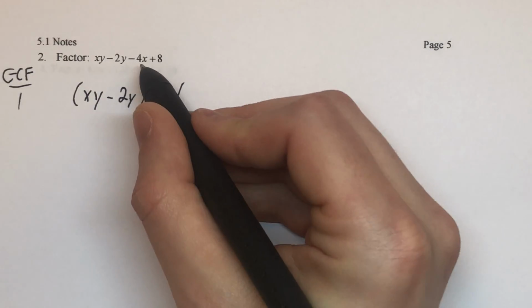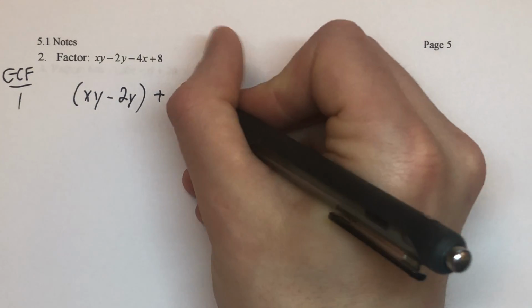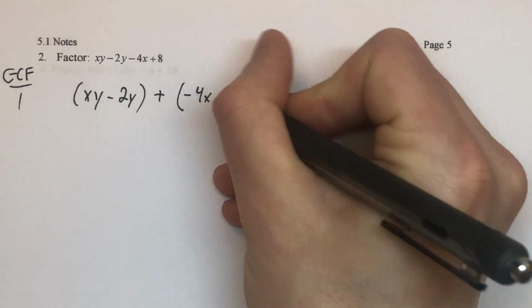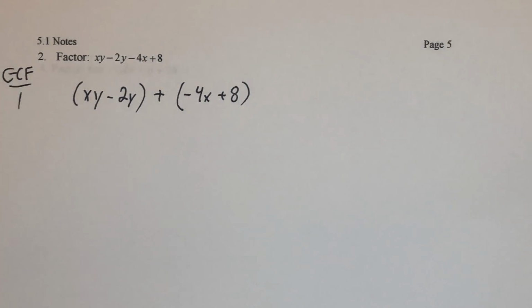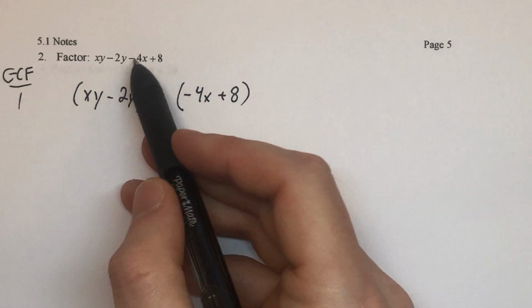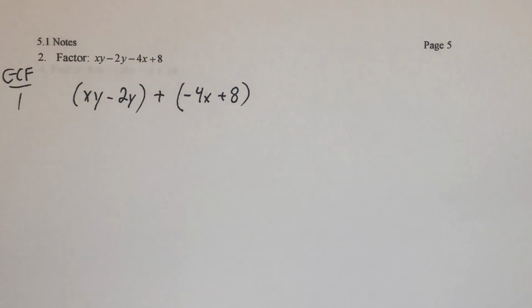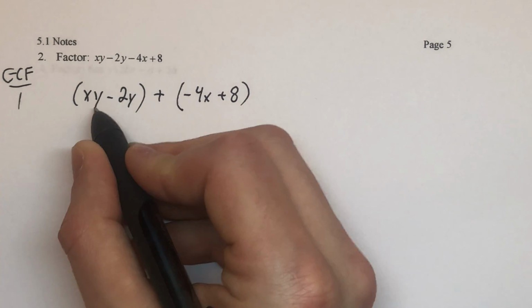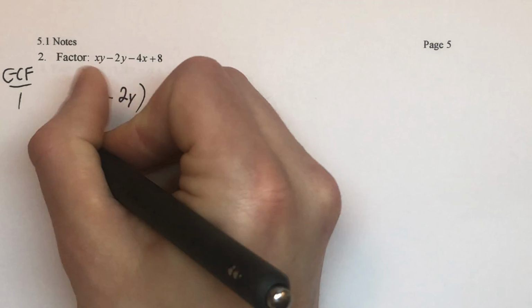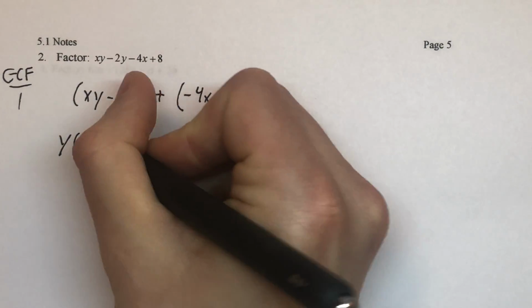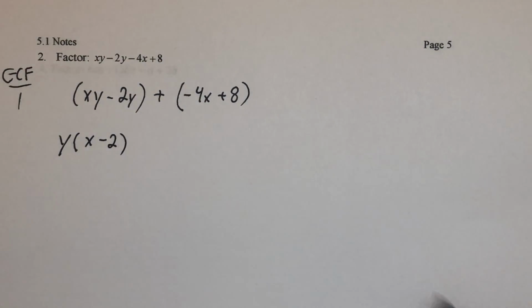Now, the fact that the third term is a minus 4x, that just means that for the moment, we're going to call that negative 4x. Bring the minus, which is part of that term, into the parentheses. Now, from there, that next step was the GCF of each group. There's a GCF of a y in common with an x minus 2 left over.